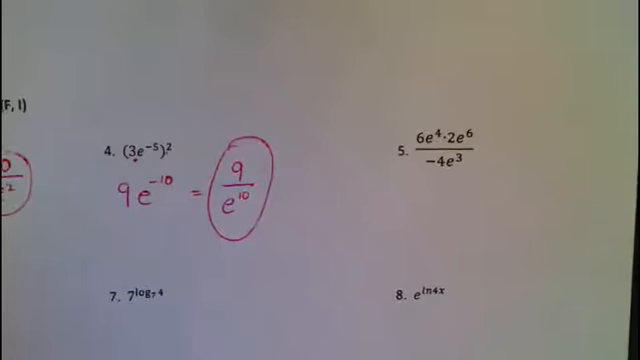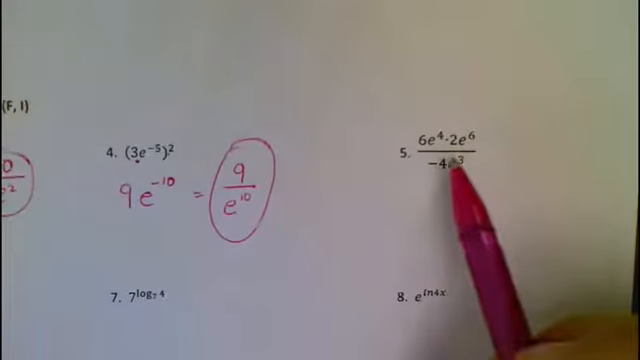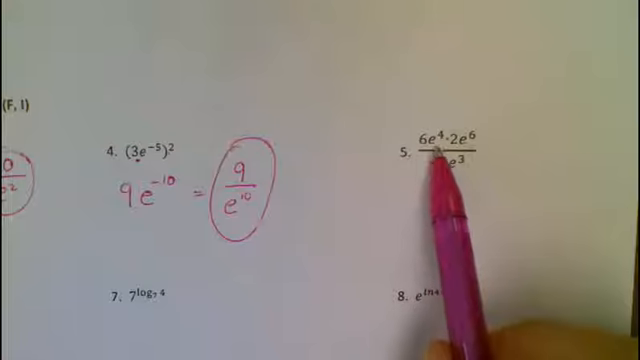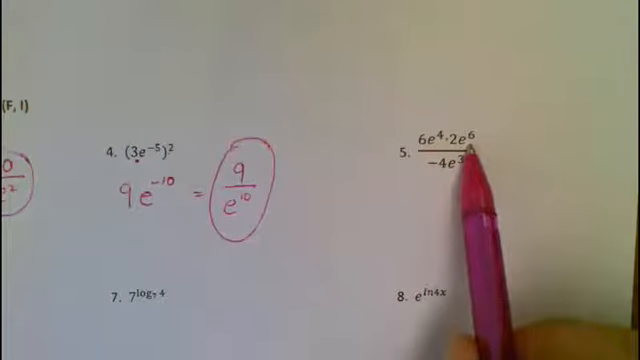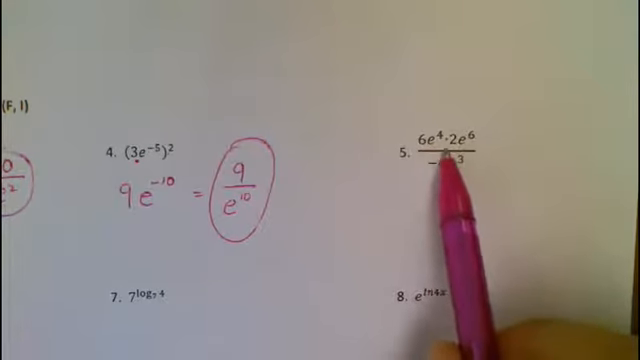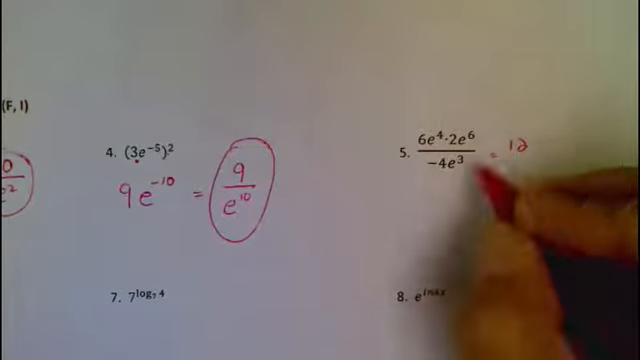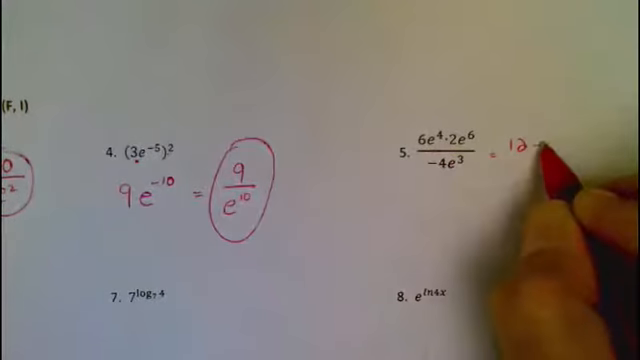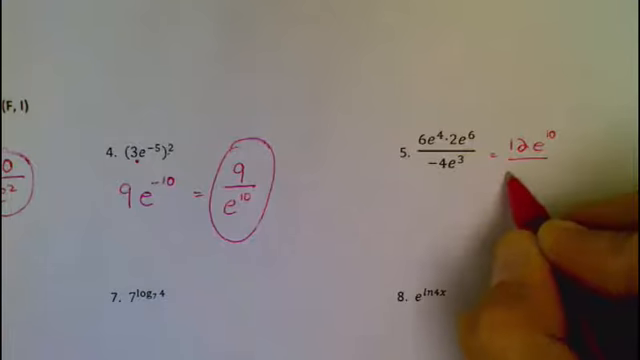All right, now 5 is a combination of things. You can really do it in any order you want to. I would probably multiply the numerator first. So we do the multiplication. 6 times 2, and then when I multiply the e bases, I add the exponents.